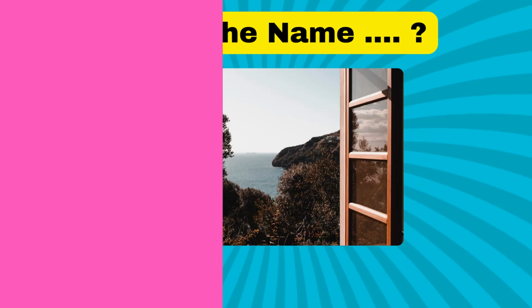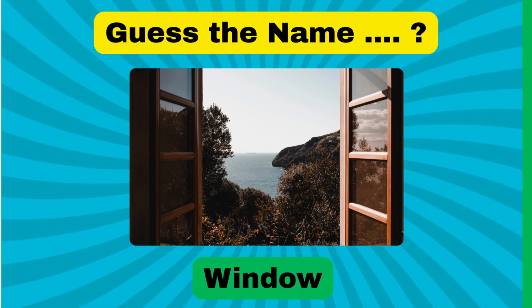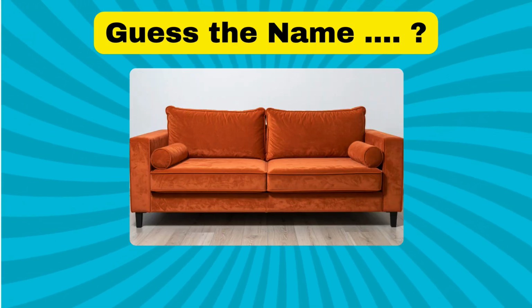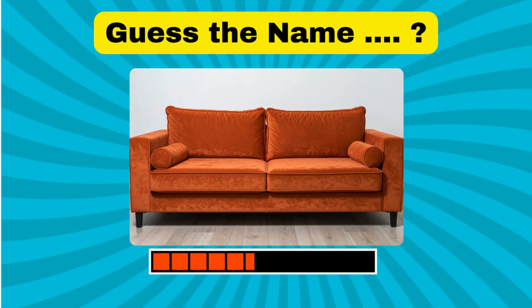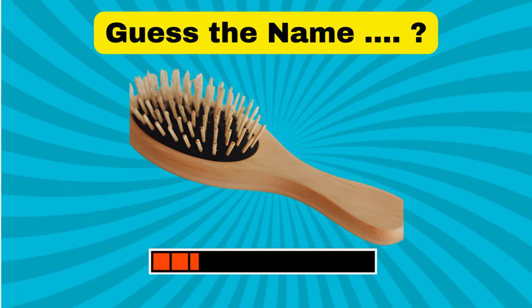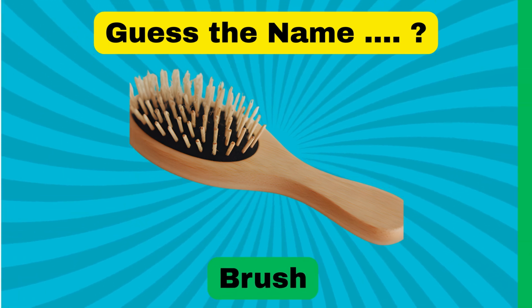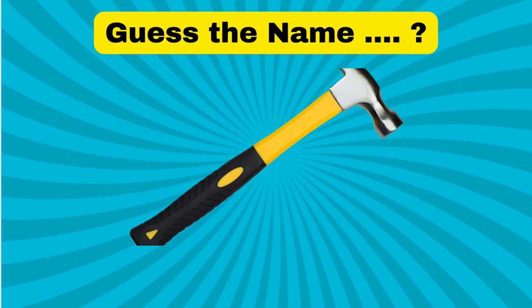What do we call this item? Door. Can you name this thing? Window. Do you know this object? Sofa. What is this thing called in English? Brush.